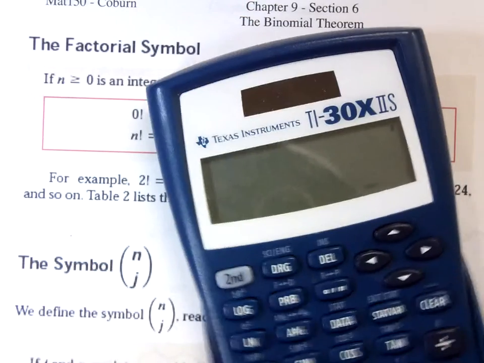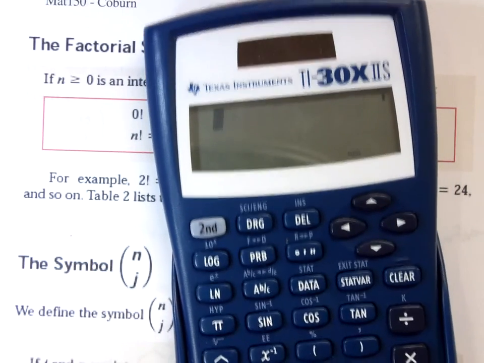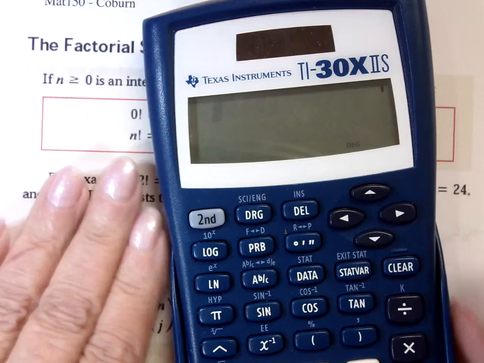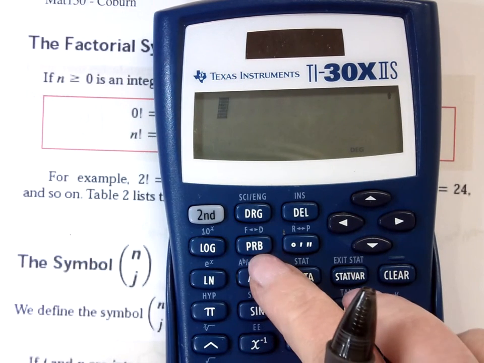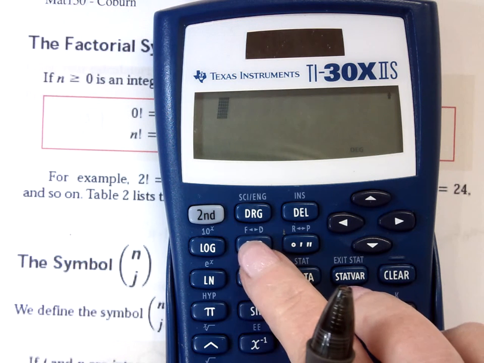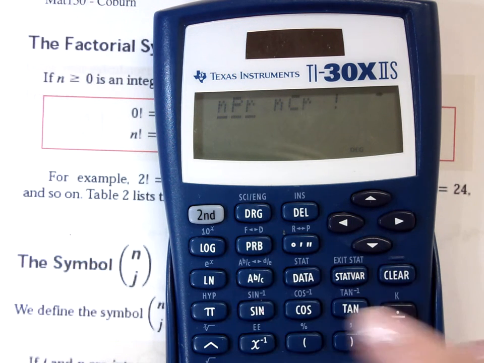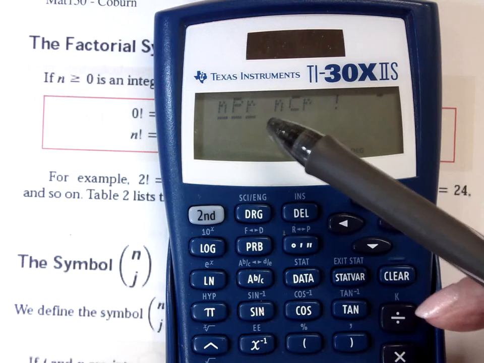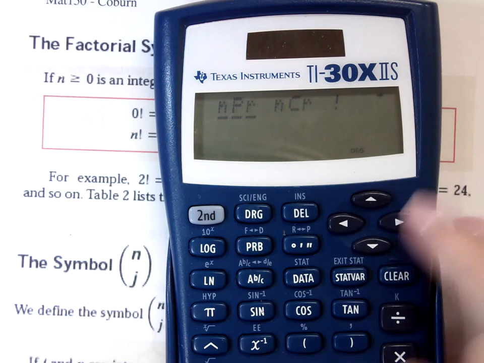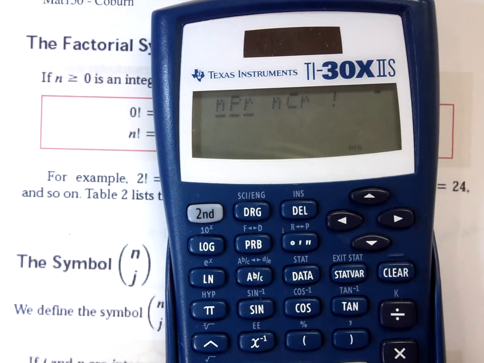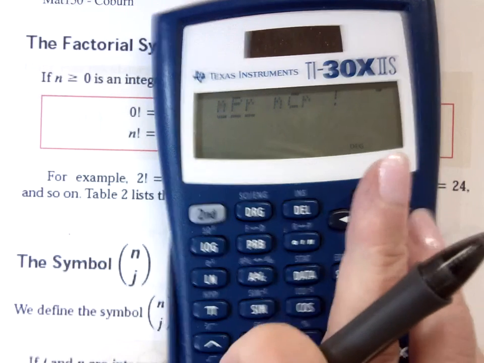On the TI calculator, which is my favorite, if I just need to pick something up to do something, you have this thing called PROB, probability. If I press probability, you're going to see nPr, nCr, and then factorial in that list under probability. So it works the same way as what the grapher does in terms of finding factorials.